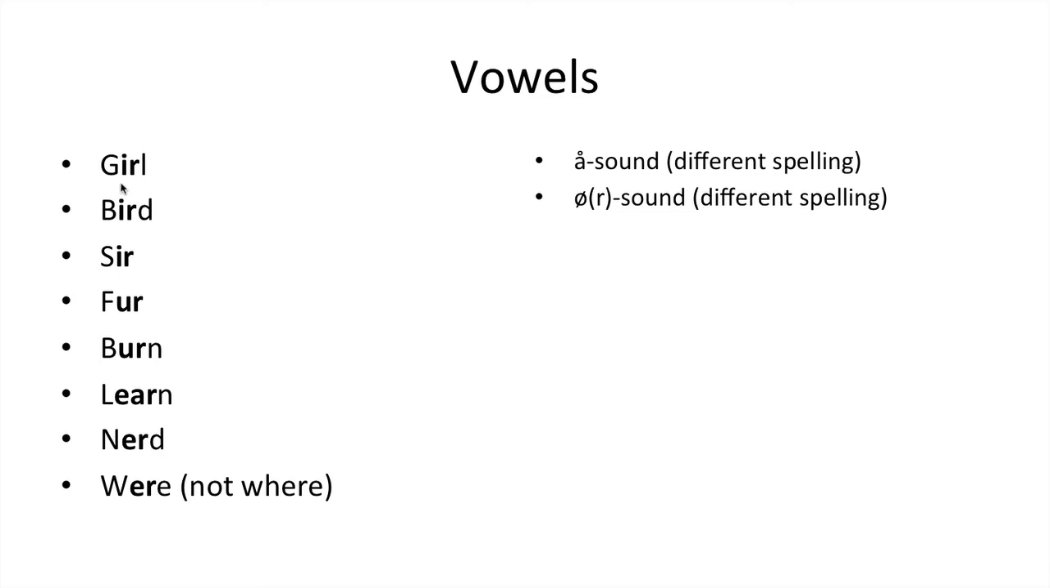So you have it in words like girl, bird, sir. As soon as they say the sound, suddenly they slip to the r. So it's sir, fur, burn, learn, nerd, and were. Notice this word is pronounced differently from where. It's were.